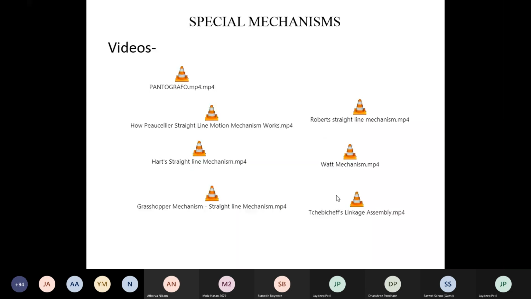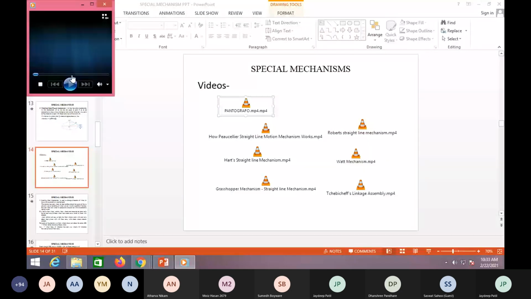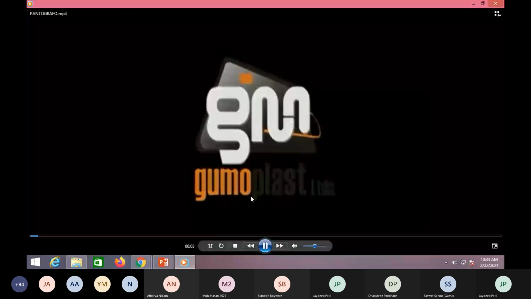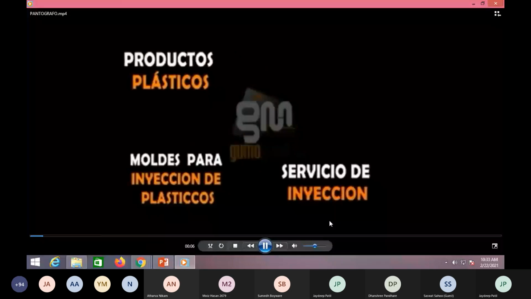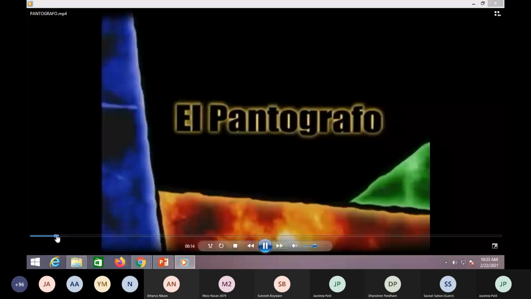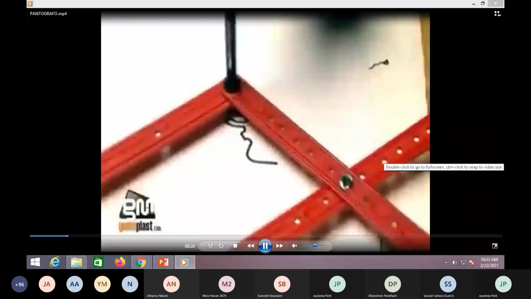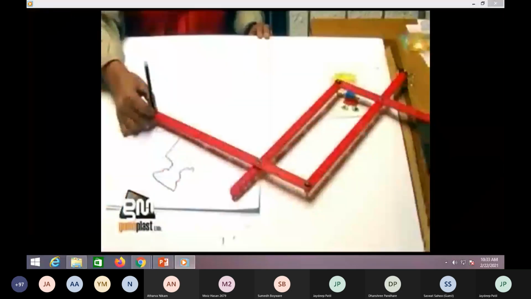Now here is some of the animation. Now see, this is one of the mechanisms which is known as a pentagram. All of you see this video. Or it traces the figure on a large scale. See here. Okay, here is the pointer and here is the pen.